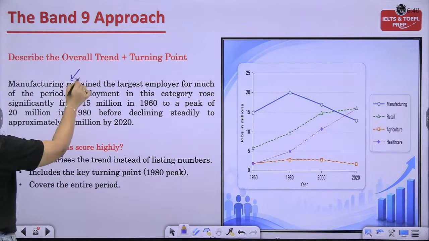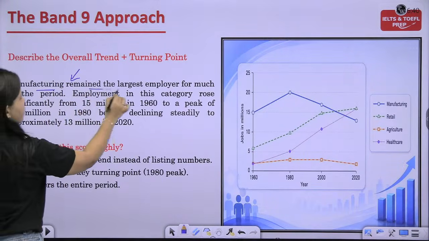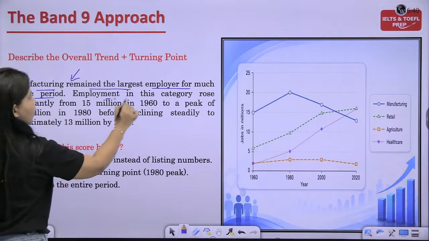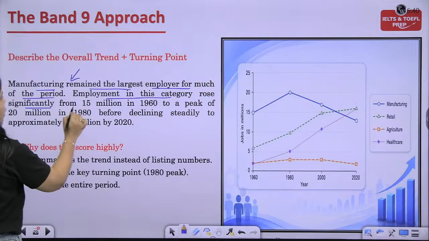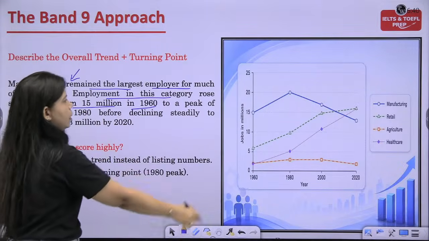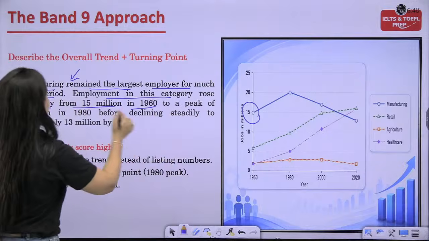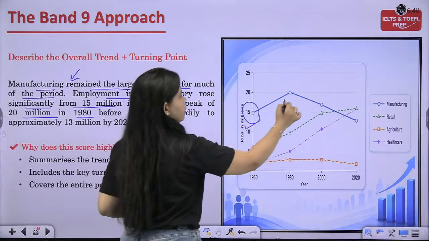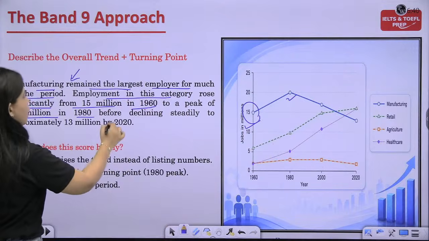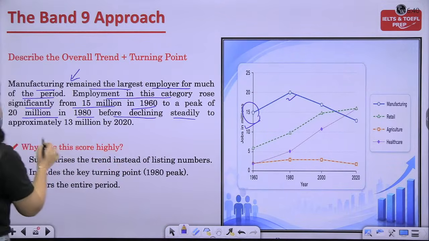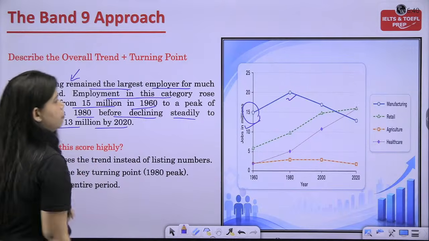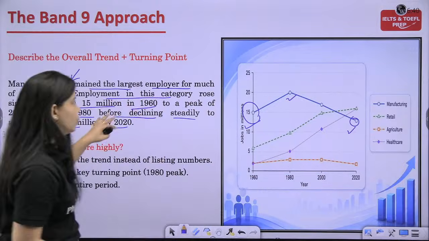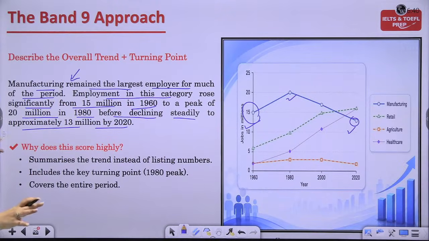Let's talk about manufacturing. It says manufacturing remained the largest employer for much of the period. Employment in this category rose significantly from 15 million in 1960 to a peak of 20 million in 1980. So first point done, turning point done. And then we are saying before declining steadily to approximately 13 million by 2020. Last point done. This is how you need to describe the trend of each line.